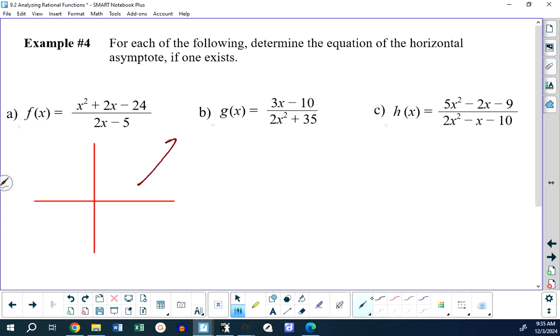the graph is doing this somewhere. We don't have to worry about what the graph looks like precisely. We just know that it's not settling down to something. And that's the point of a horizontal asymptote, is it settles down, or it could settle up to something from the bottom. So there's no horizontal asymptote here.